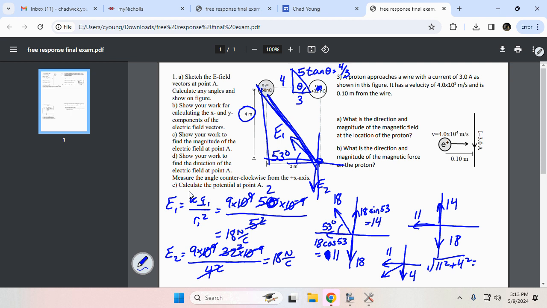That's equal to 12 newtons per coulomb. So that's one part of the answer, and that would be part A. I would say, what is the magnitude of that vector? And then the second part of the answer is, what is this angle right here?